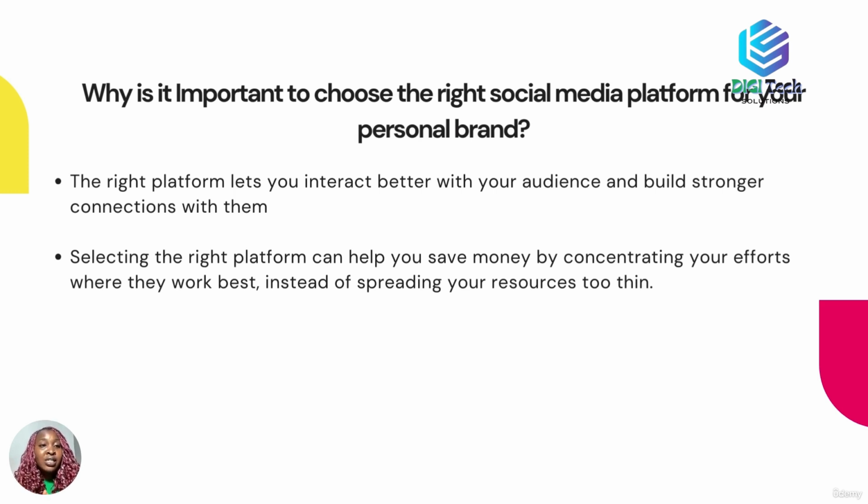And then the last point here says selecting the right platform can help you save money by concentrating your efforts where they work best instead of spreading your resources too thin. Now, this is very important, and I said it earlier. You can't be a cake vendor and then you're on LinkedIn or you're on Snapchat. You are wasting your efforts, right? When you should be putting your efforts into what is working, which is where your right audience are. So for example, your audience can be on Instagram, so you make sure that you maximize the Instagram platform very well because that's where your audience is. So that's that about that.